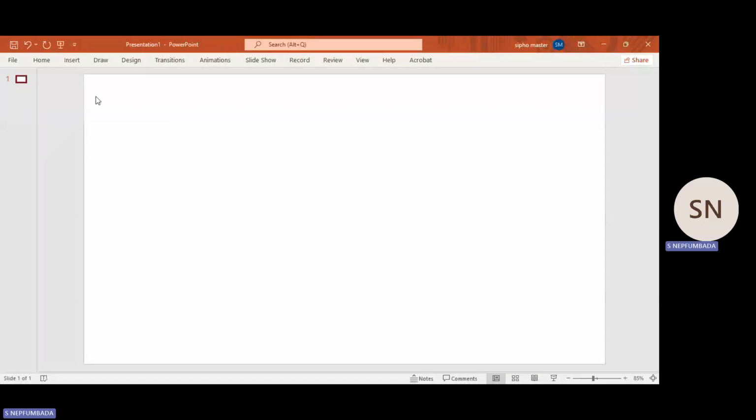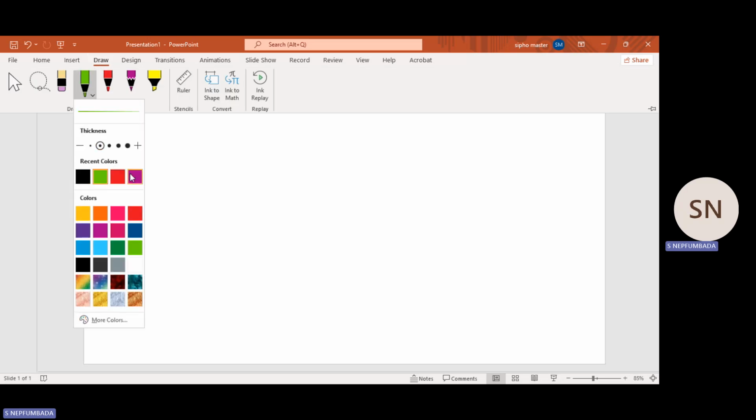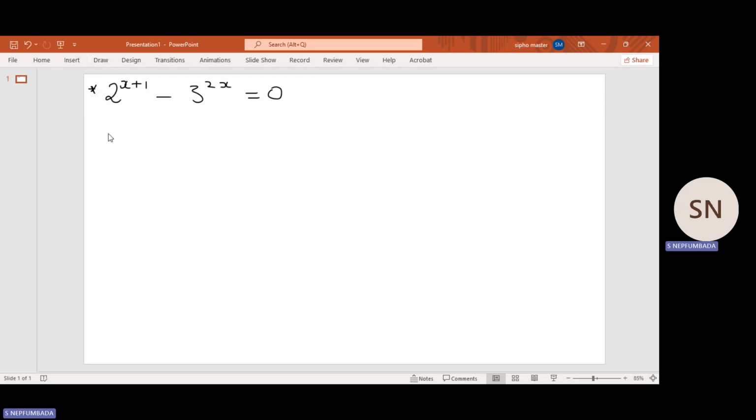Olympiad mathematics, exponential equation. The equation was: solve for x when you are given 2 to the exponent of x plus 1, minus 3 to the power of 2x, equals 0. If you look at our equation, you can simply tell that our bases are not the same. So what we do, I'm going to take that 3 to the exponent of 2x to the other side.